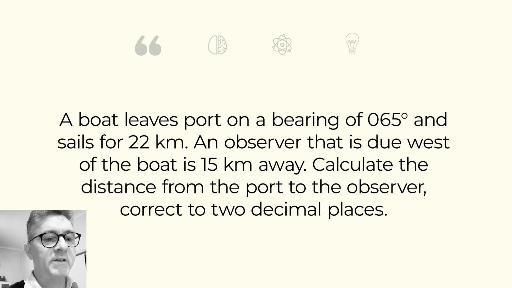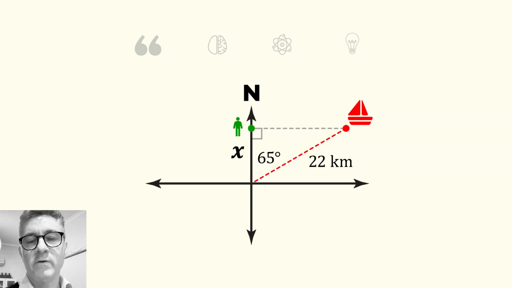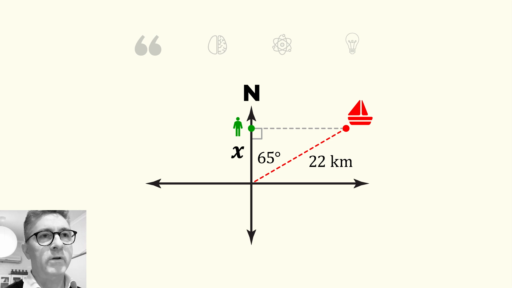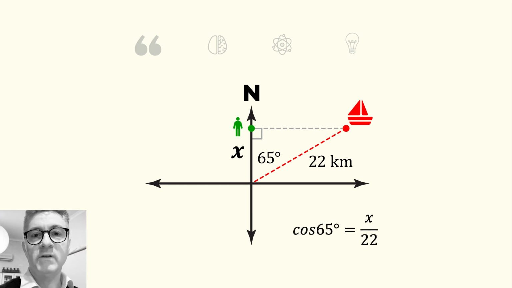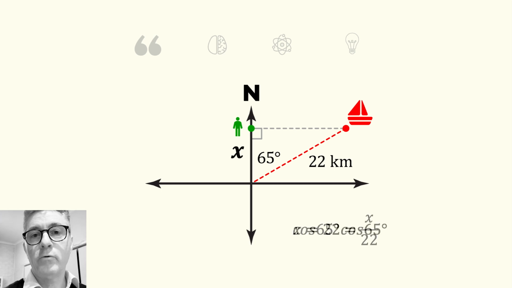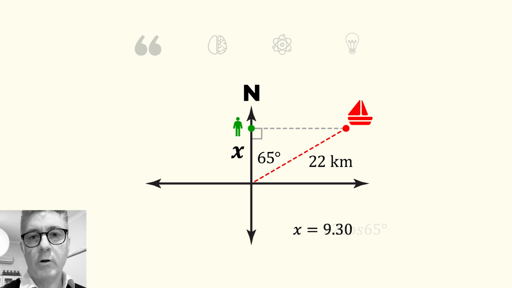Well, the solution set said we start by looking at x, which is the distance that the observer is from the port, and we divide that by 22, which is the distance that the ship is from the port, and that will give us cosine of 65 degrees. If you follow that all through, you get x is about 9.30 kilometers.